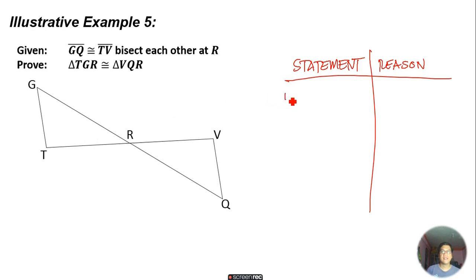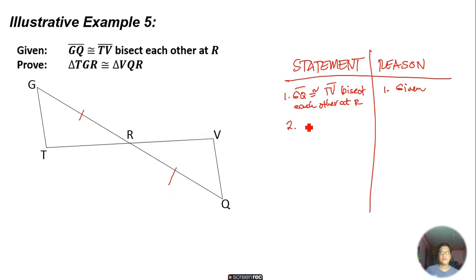Number 1, GQ is congruent to TV and they bisect each other at R. So, the reason is given. Alright, so we are given already a clue. So, this is GQ, and then TV, bisect. Meaning to say, both of them are segment bisectors. Therefore, we can say that this is congruent to this, right?